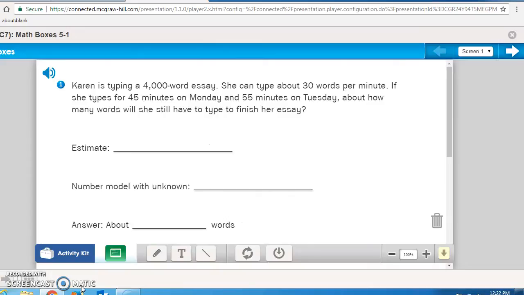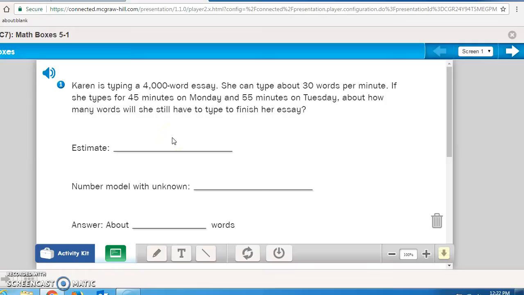Next, you're going to do Math Journal page 156. I'm going to read problem 1 to you so that you know what it says, and then I need for you to do it. It says, Karen is typing a 4,000-word essay. She can type about 30 words per minute. If she types for 45 minutes on Monday and 55 minutes on Tuesday, about how many words will she still have to type to finish her essay?